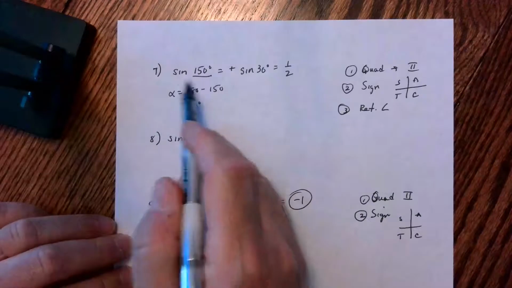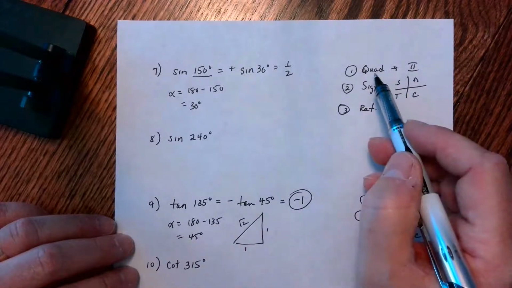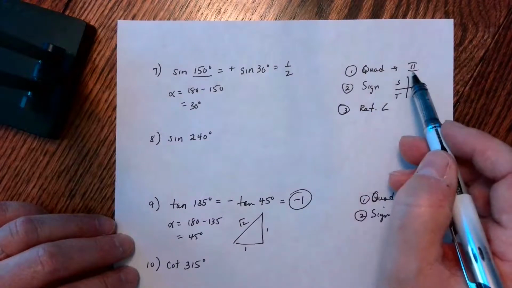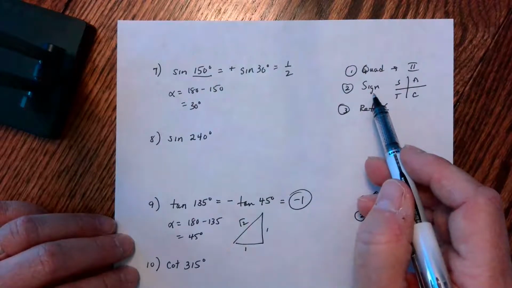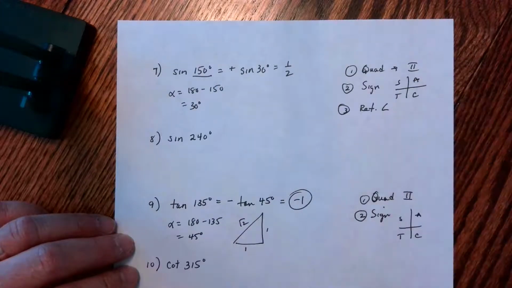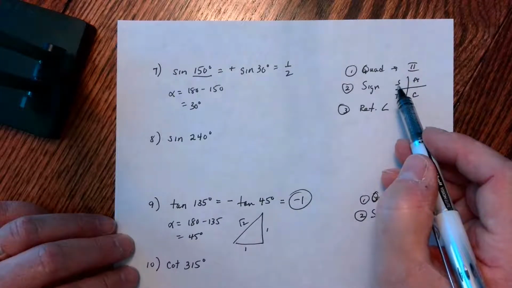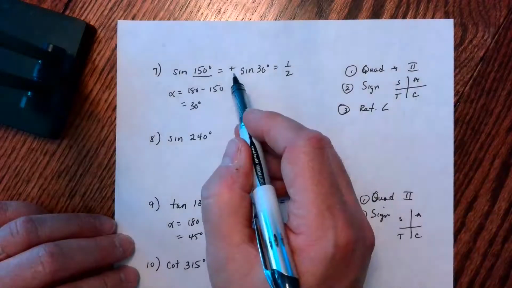We want to look at the sine of 150 degrees. Again, let's go through our process. The quadrant that we're in this time is quadrant 2. For the sign of my trig function, I wrote this down: All Students Take Calculus, or All Students Take Classes, whichever way you want to remember it. Since we're in quadrant 2, its sine is positive. So I put plus sine.